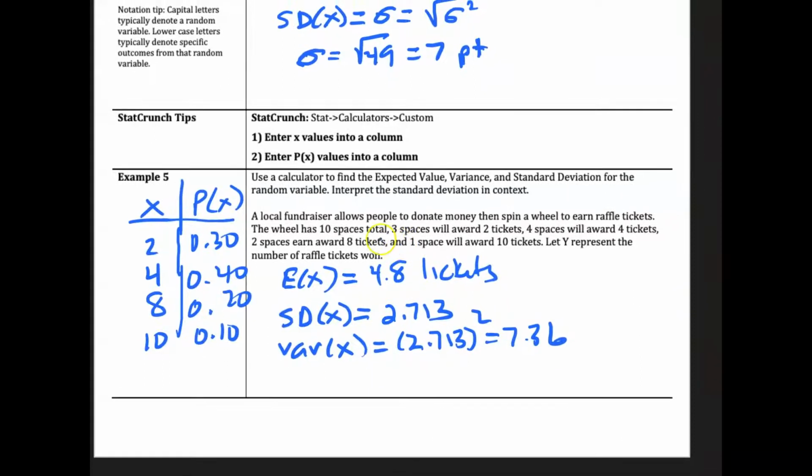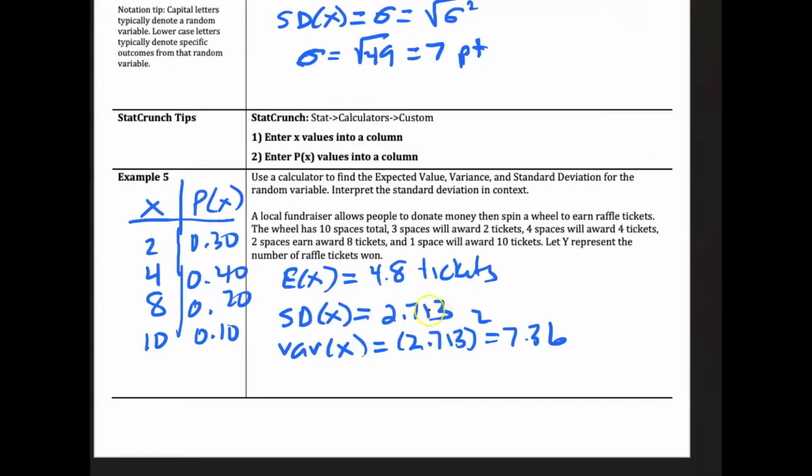Looking at example 5, again, another scenario here. Let's say this is related to lotteries or raffle tickets or gambling, right? The idea of what you can expect to win within a given scenario. And so we have how many tickets you would win in this fundraiser and the probability of winning those tickets. And so again, when you spin the wheel, we expect 4.8 tickets per win. Again, that's an average. You're not going to win 4.8 tickets, but in general, that's the expected value or the mean value related to this distribution.